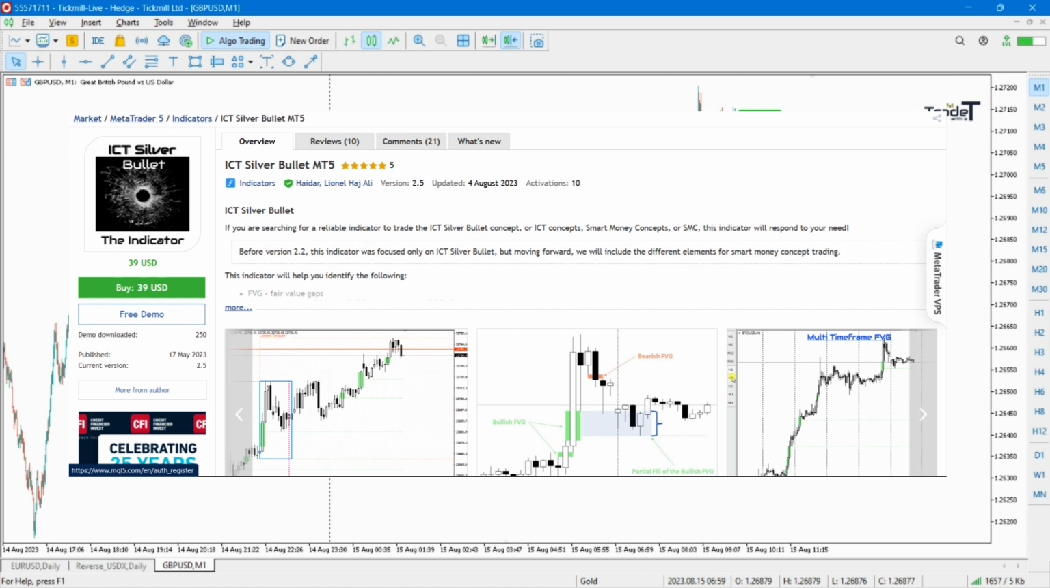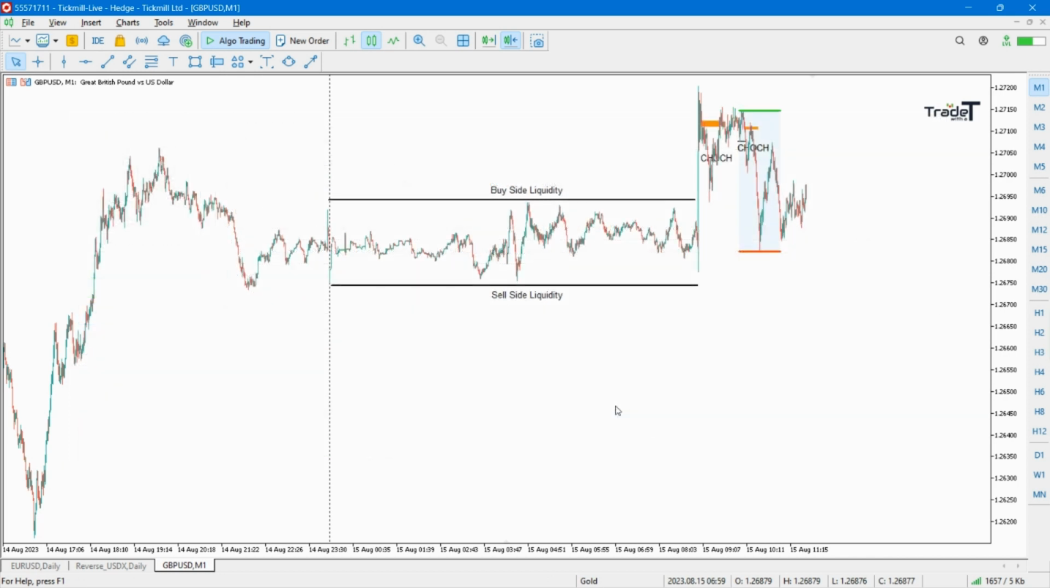That will help you to illustrate all those elements on the chart without the need to do them manually. However, I'm doing this manually just for educational purposes, for the new people on this channel, to understand how we trade the ICT Silver Bullet and how we do it.